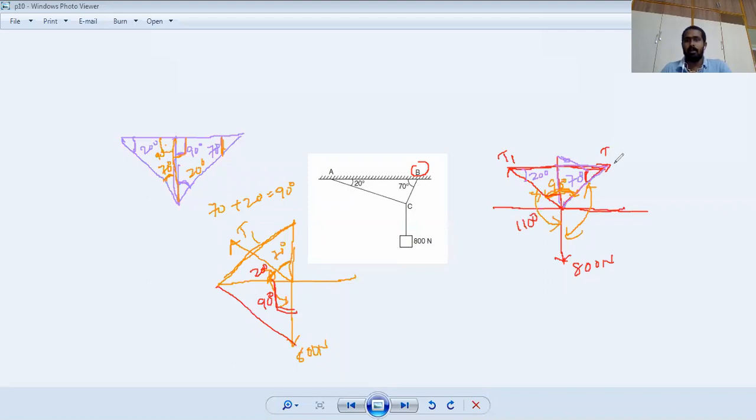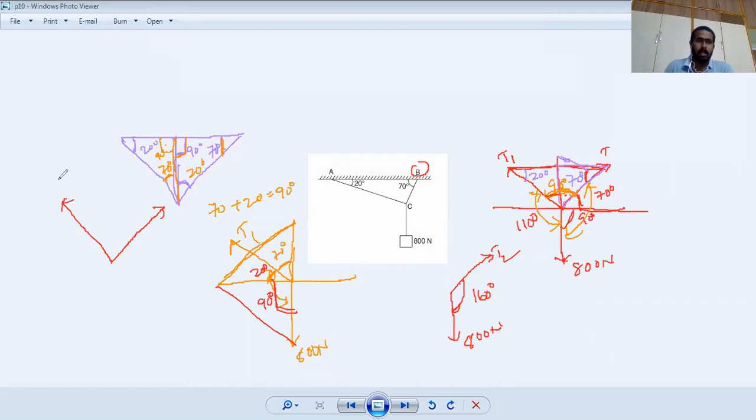Now tell me the angle between T2 and the force 800 newtons. 160 degrees, sir. This is 20 degrees, and the remaining angle here is 70. 70 plus 90, how much? 160 degrees. Now I will draw the diagram.